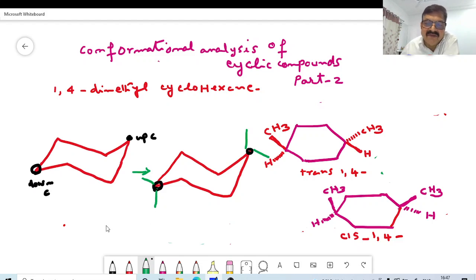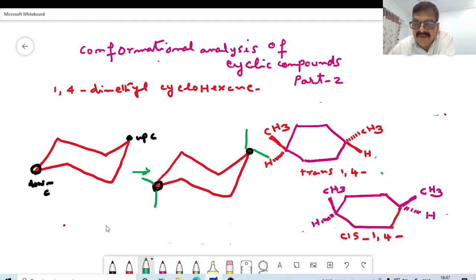Straight line. Okay, axial group. So draw one chair conformation and add the substituents. Now for trans 1,4-dimethyl cyclohexane, we are arbitrarily picking two carbons located 1,4 to each other, because we are considering 1,4-dimethyl cyclohexane. You pick arbitrarily, you just pick two carbons located 1,4 to each other.